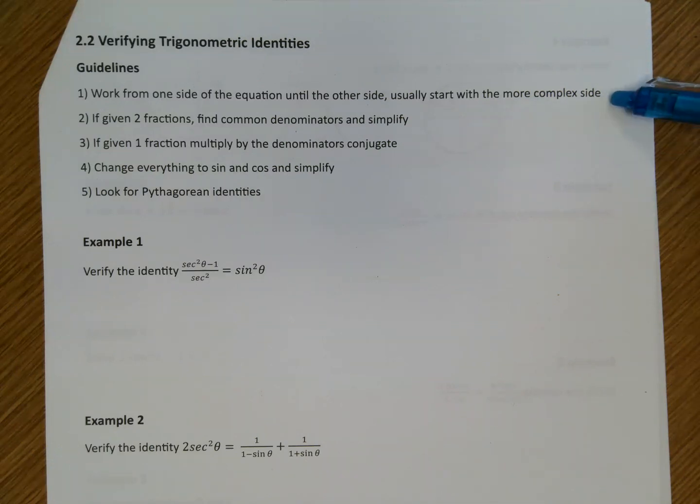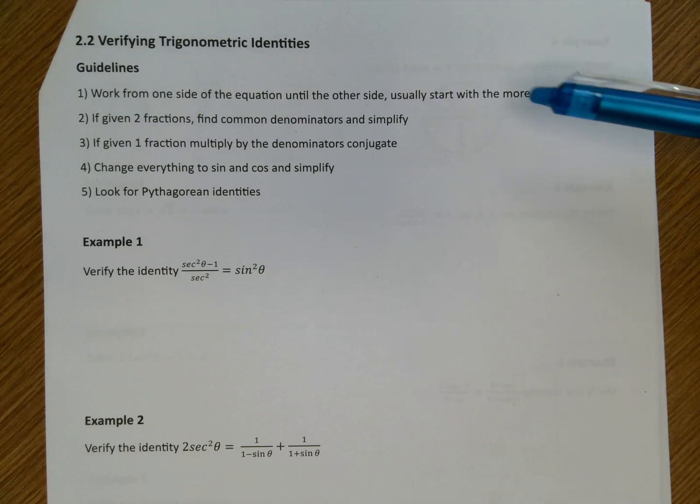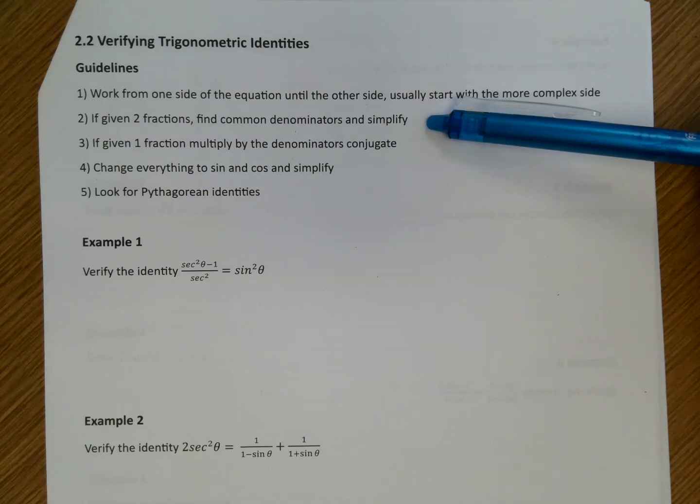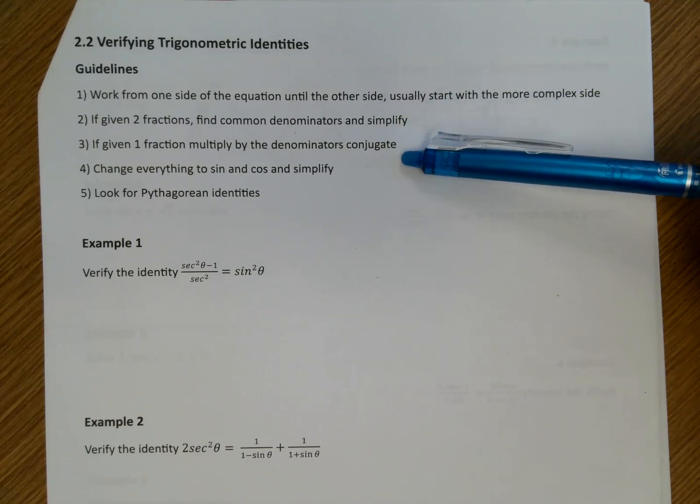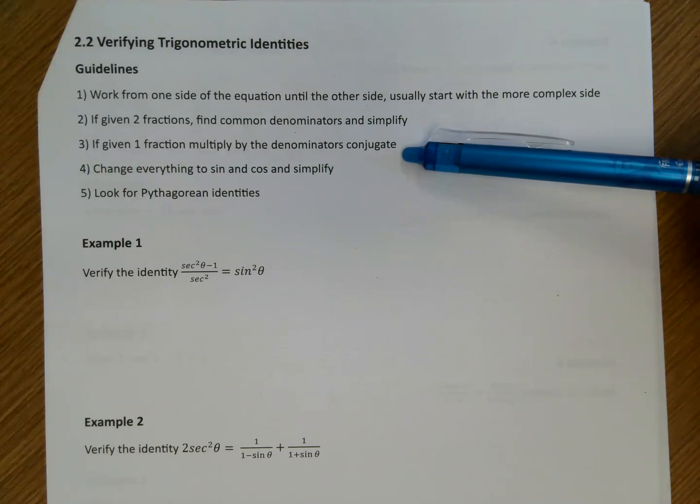So work from one side to the other. Typically start with the more complex side. It doesn't matter which one is equal to what. You can start with either side and work to the other side. If you're given two fractions, you want to find a common denominator and try to simplify that as far as possible. If you're given one fraction, try to multiply by the conjugate on top and bottom and see what that may give you.